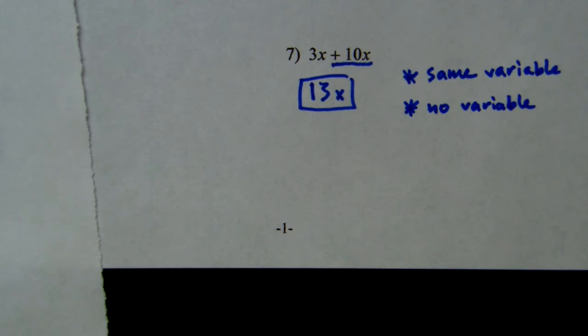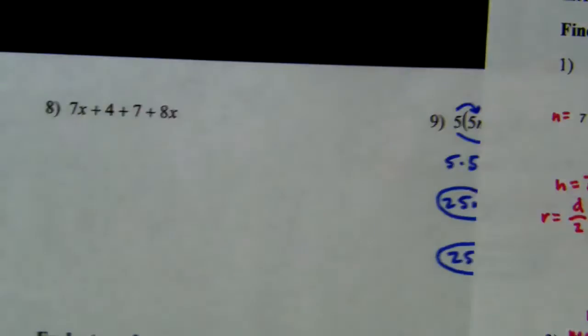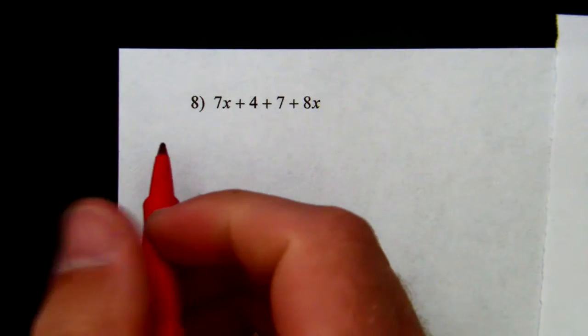If they have a different variable, if we have 3x plus 10y, we cannot combine them because they do not have the same variable. Now, if we look at this example here, what we're going to be doing is combining terms that have the same variable and terms that don't have a variable.